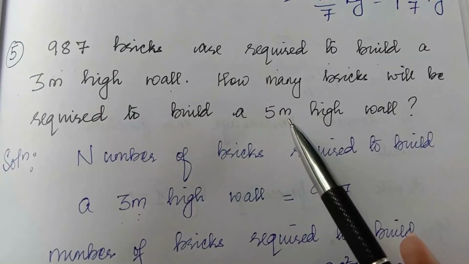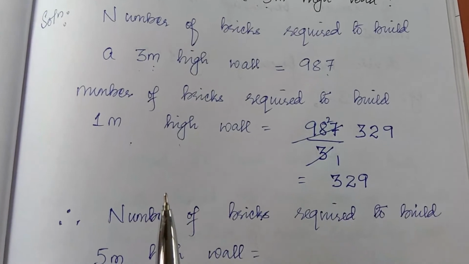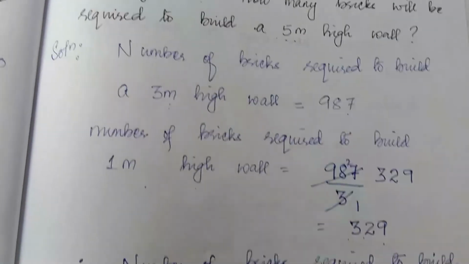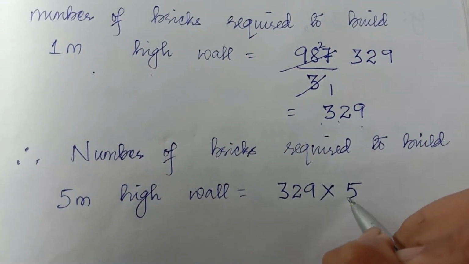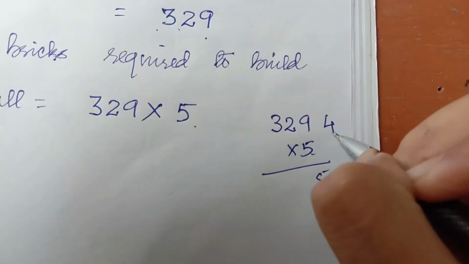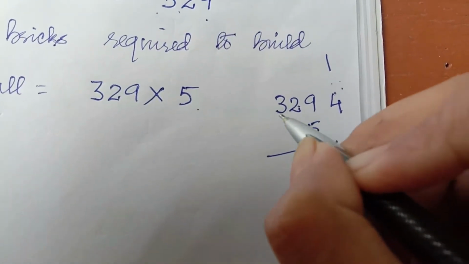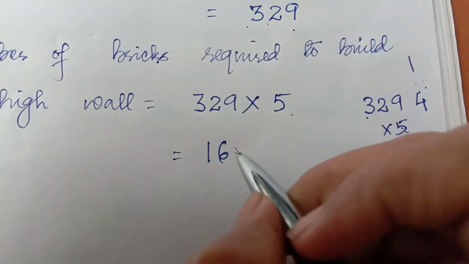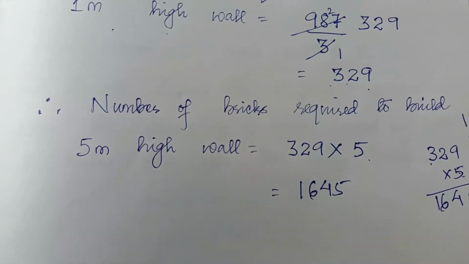So we have to find the number of bricks required for 5 meter high wall. So if for 1 meter 329 bricks are required, then for 5 meters this 329 will be multiplied by 5. So we will multiply. 5 9s are 45. 5 2s are 10, 11, 12, 13, 14, 5 3s are 15, 16. So 1645 bricks are required to build 5 meter high wall.